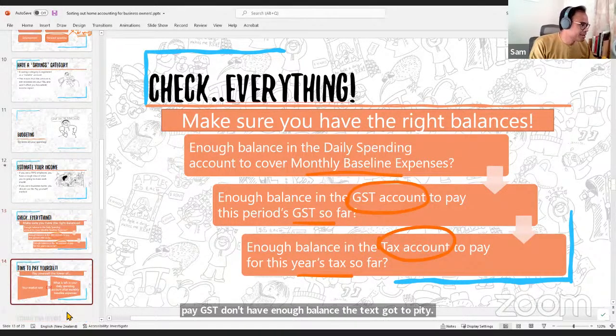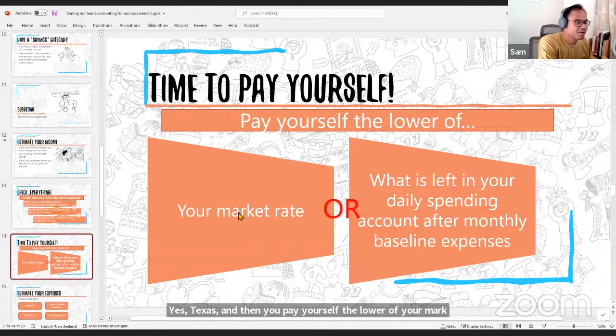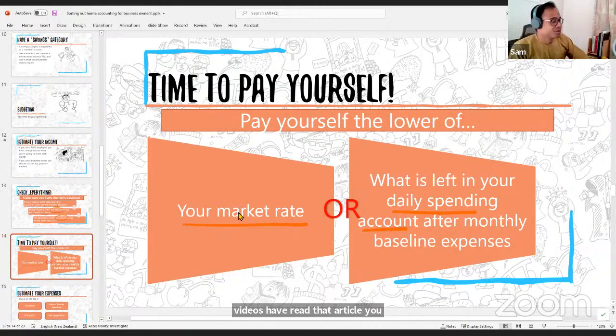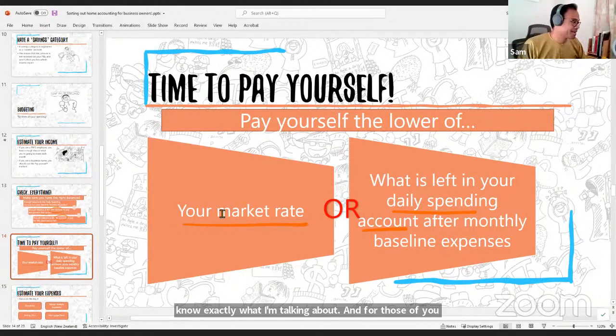And then you pay yourself the lower of your market rate or whatever's left in your daily spending account. All right. So for those of you who have seen those videos, have read that article, you know exactly what I'm talking about. And for those of you who haven't, I still highly recommend that you go and watch them.